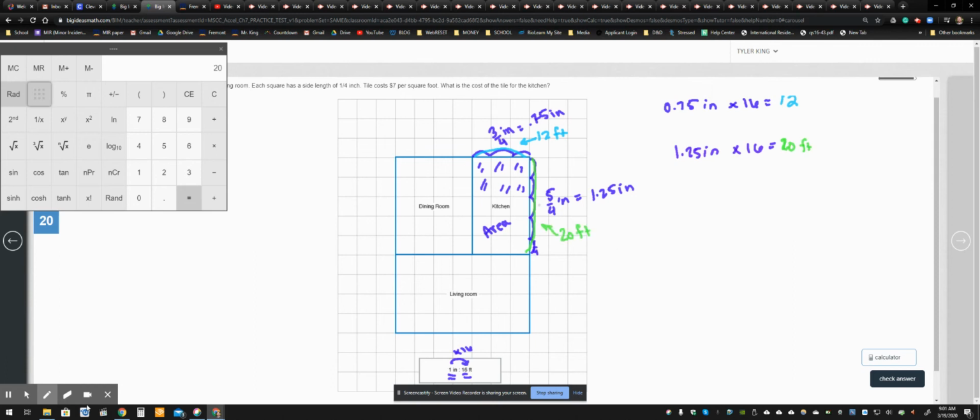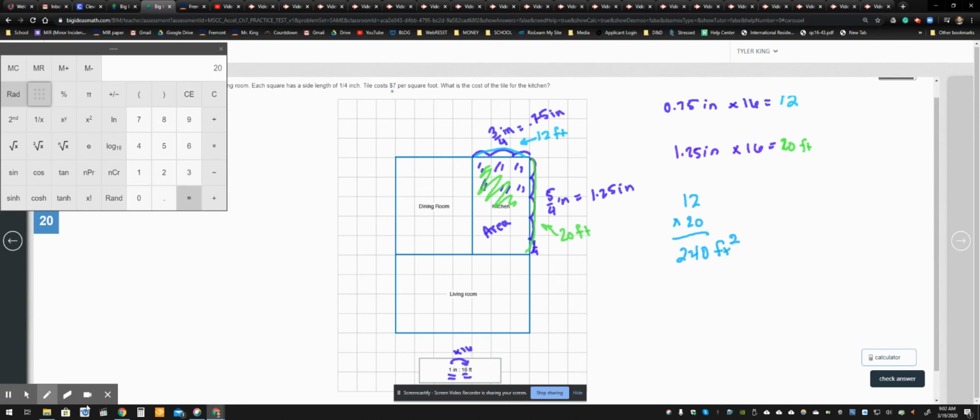Now that we have the length and the width of the kitchen, we can find the area of the kitchen. The way that we're going to find the area is we are going to do 12 times 20, which is going to give us 240. So we know it's going to be 240 feet squared for the area of our kitchen.